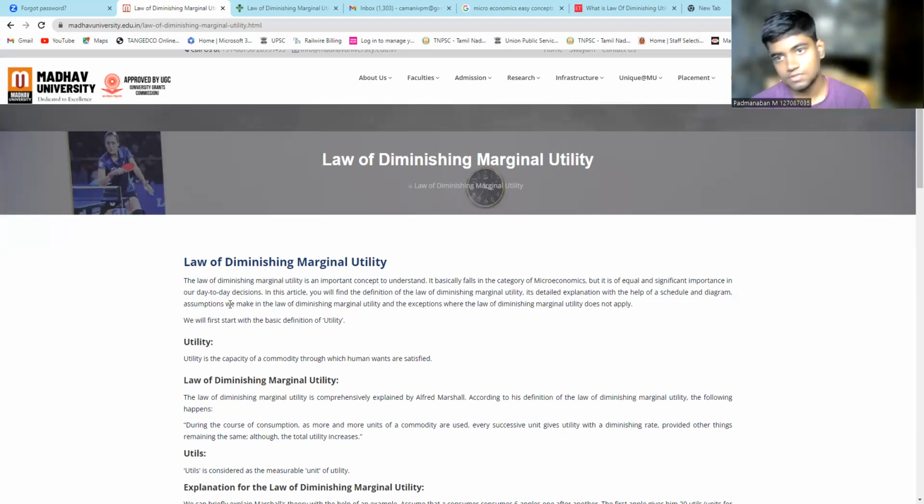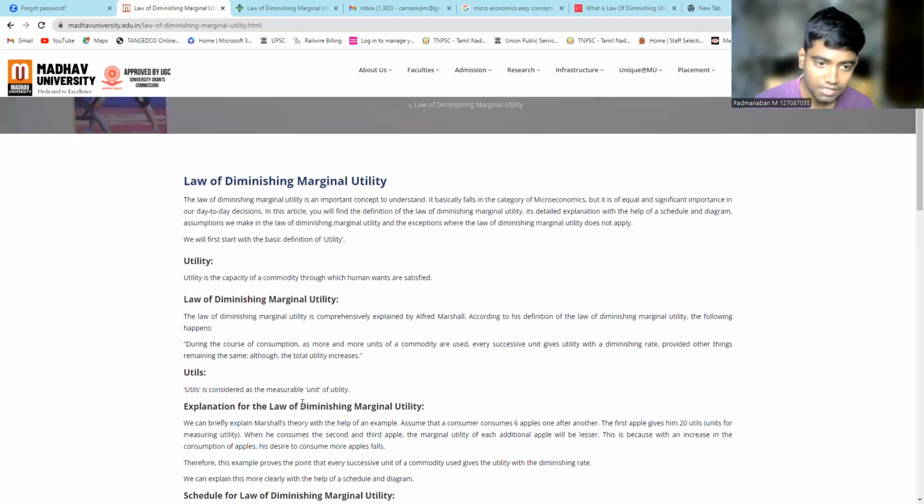Okay, what is the law of diminishing marginal utility? The law of diminishing marginal utility is comprehensively explained by Alfred Marshall. According to his definition, the following happens during the course of consumption: as more and more units of a commodity are used, every successive unit gives utility at a diminishing rate, provided other things remain the same, although the total utility increases.